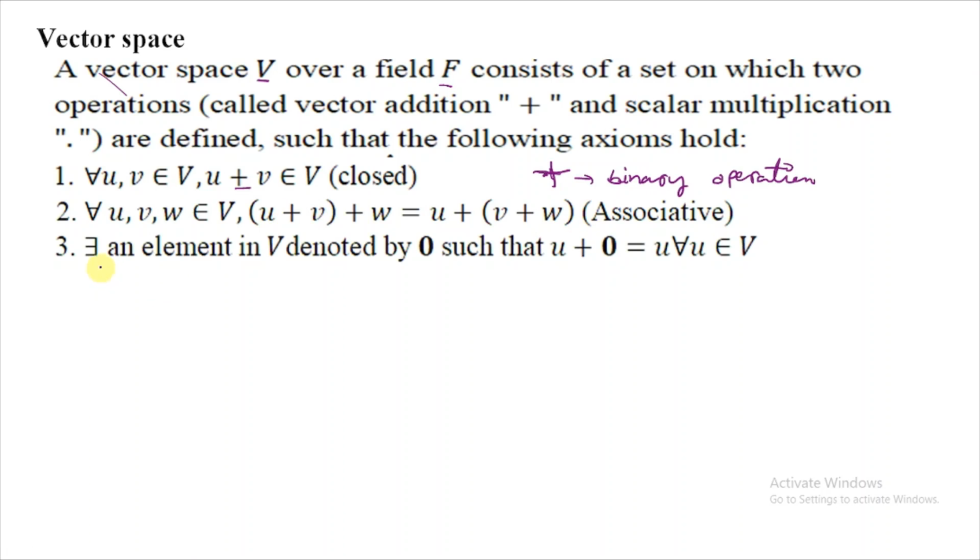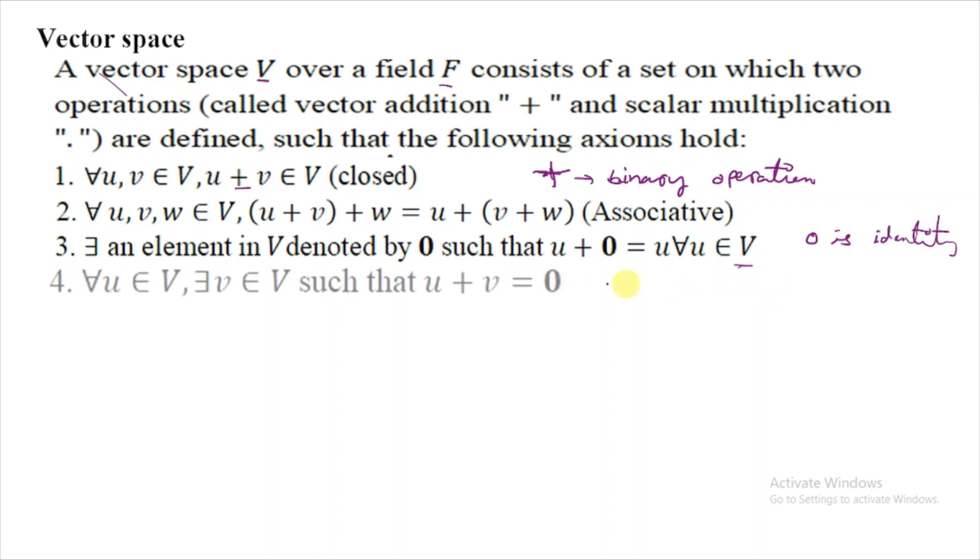Now the third one, there exists an element in V, denoted by 0, such that u plus 0 equals u for all u belonging to V. For any vector, u plus 0 equals u. That means 0 is the identity. The 0 vector is the identity. Fourth one, for all u belonging to V, there exists v belonging to V such that u plus v equals the 0 vector. Here u equals minus v.